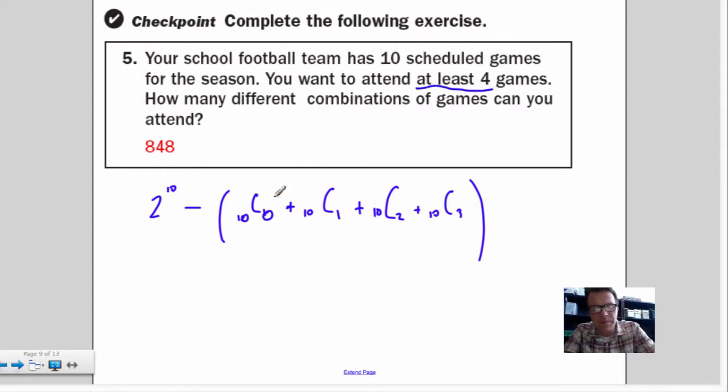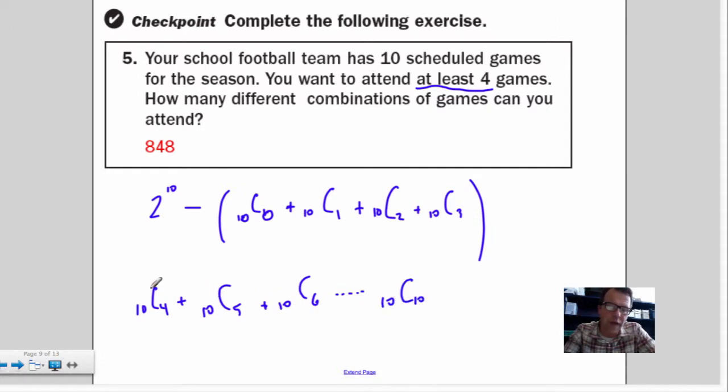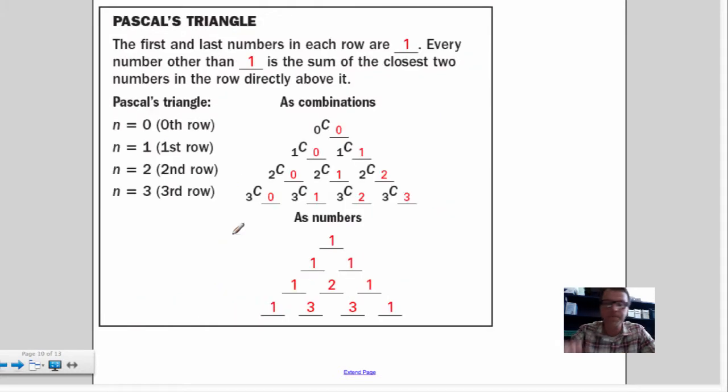So realize, this is kind of a backwards way of doing it. If you refuse to do this method, you could do 10C4 plus 10C5 plus 10C6 all the way to 10C10. So again, you choose, but I think it's faster to take away what you don't want to include. I don't know if you agree, but that's kind of the scenario.